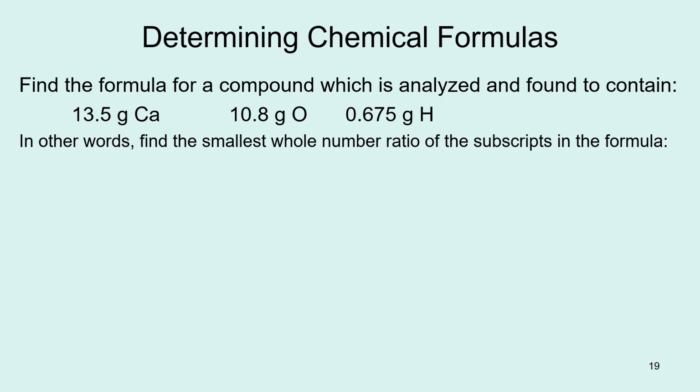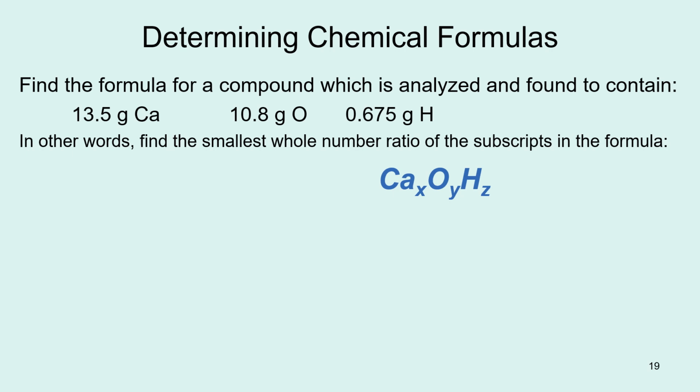In other words, we're looking for those counting numbers, the mole ratio. Remember, this is the mass ratio, but we're looking for the mole ratio. We want to know how many calcium this represents compared to how many oxygen compared to how many hydrogen. That's why I used X, Y, and Z. These are unknowns. We don't know what those values are yet. It's going to be some whole number ratio to find the formula.